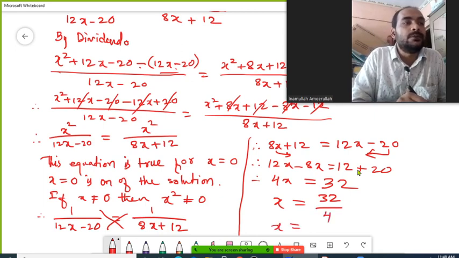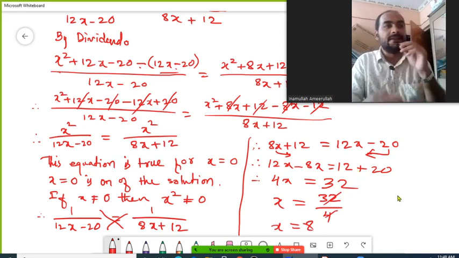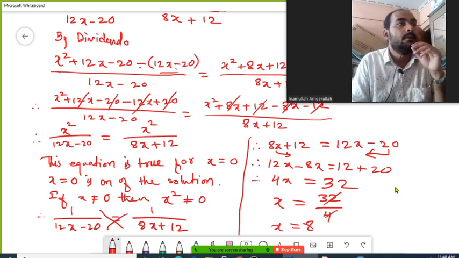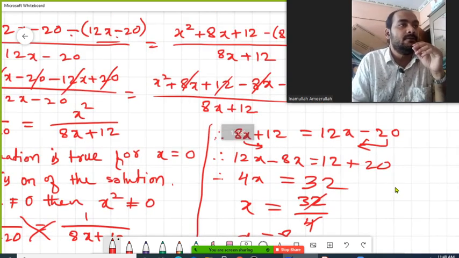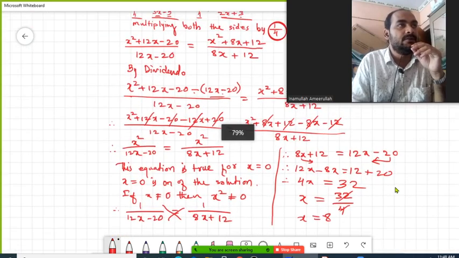So this way you can have the value of x as 8, and this is your solution. I'll show you your complete solution on this screen.